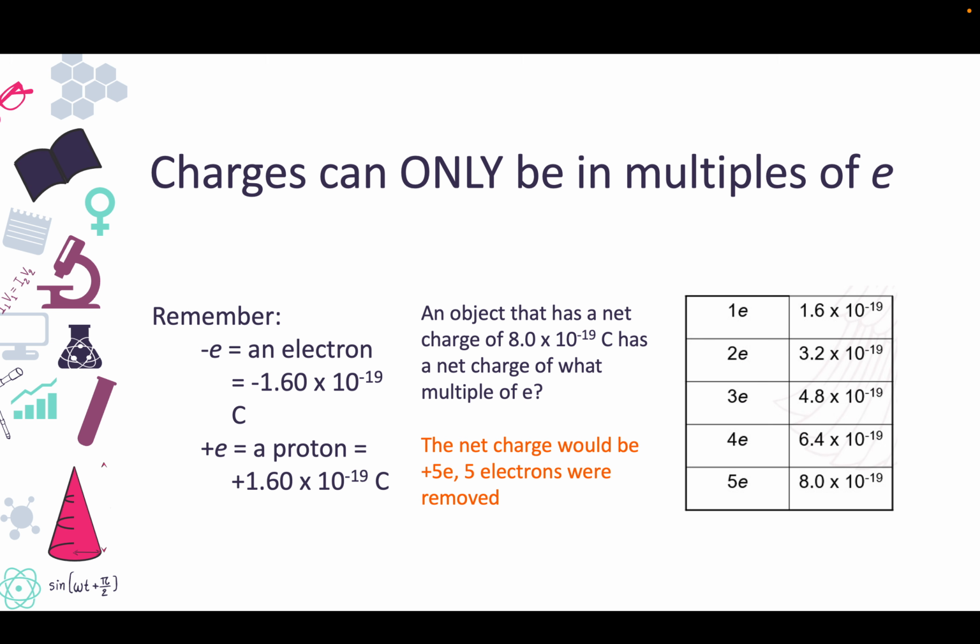So if we're doing it in multiples, 1 electron is around 1.6, 2 electrons 3.2, up to the time that you get to what is required in the problem. If it's 5 electrons, then we have 8 times 10 to the negative 19 coulomb.